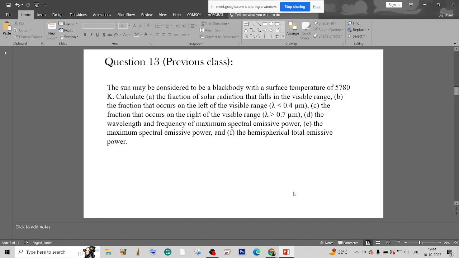Now, let's proceed to the next question. The sun may be considered to be a black body with surface temperature of 5780 Kelvin. Calculate the fraction of total solar radiation that falls in the visible range, the fraction that occurs on the left of the visible range, and the fraction that occurs on the right of the visible range. Lambda is also given above and below, which you need to calculate. Also find the wavelength and the frequency of maximum spectral emissive power, the maximum spectral emissive power, and the hemispherical total emissive power. You have already done that in the previous question. A similar question was there, so you will easily be able to solve it.